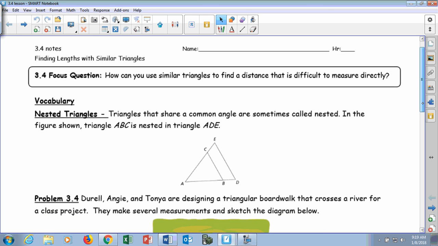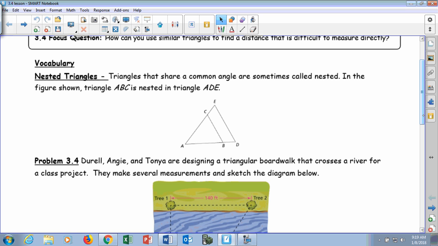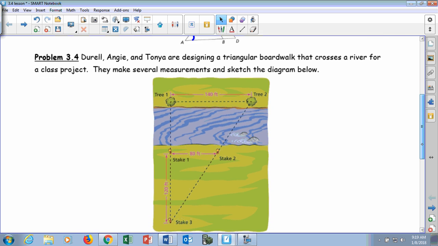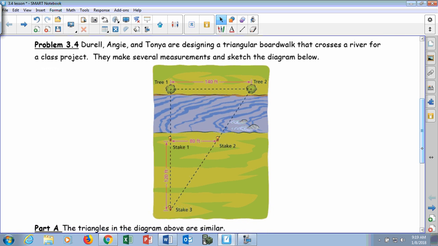So new vocabulary word, we're talking about nested triangles. It says triangles that share a common angle are sometimes called nested. In the figure below, triangle ABC is nested with triangle ADE. And again, they share a common angle, which means they share this angle right here, A, right? B and D are a little different. They're not the same angle, right? C and E. But A is the same angle, and that's what we're talking about when we use the word nested. Okay? So, taking that into account, here's our first problem that we're going to deal with today.